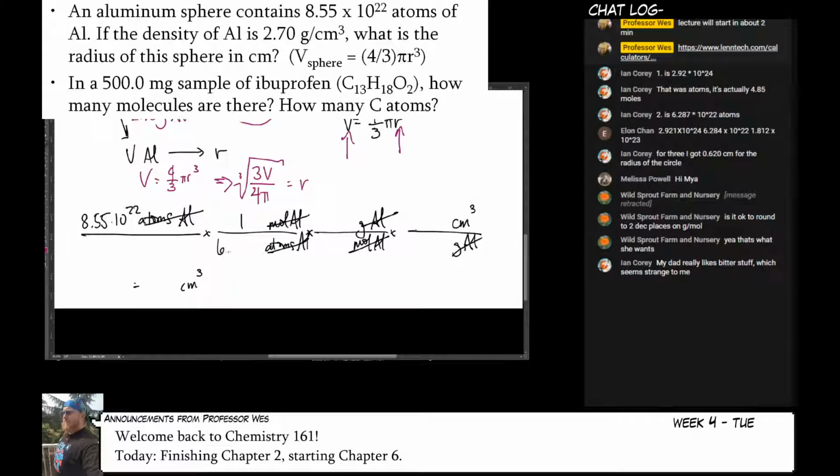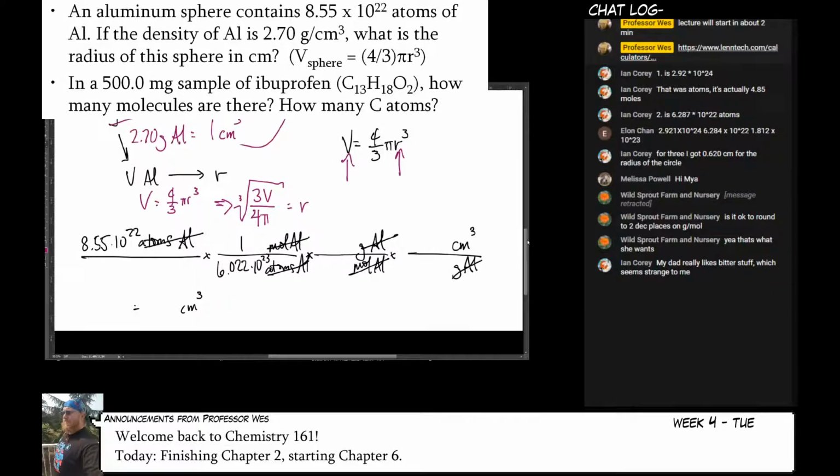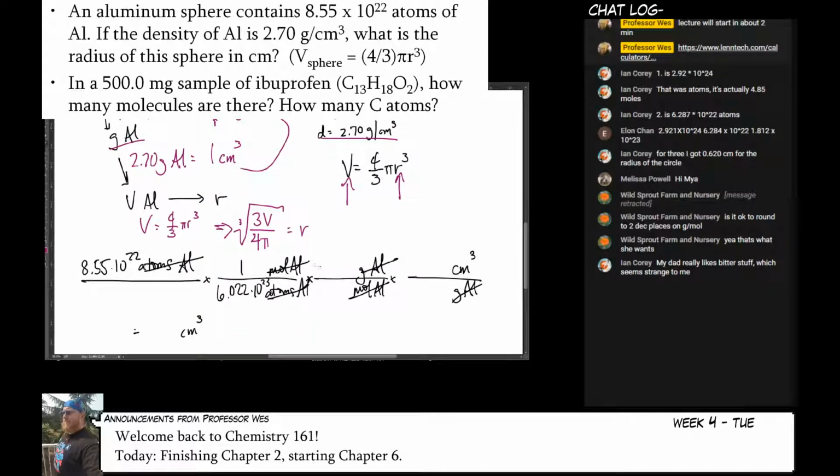I don't actually need to look this one up because that's Avogadro's number. That's the same every time. Grams of aluminum per mole is up here. It was 26.982 grams per mole. And then the density of aluminum was 2.70 grams per cubic centimeter.